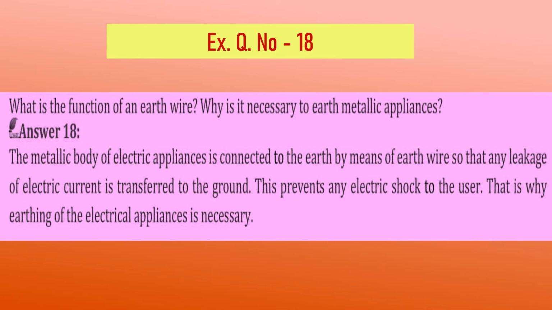That is, the earth wire provides a low resistance conducting path for the electric current. This prevents any electric shock to the user. That is why earthing of the electrical appliances is necessary. Earthing keeps the potential of the electric appliances equal to that of the earth, that is, zero potential.